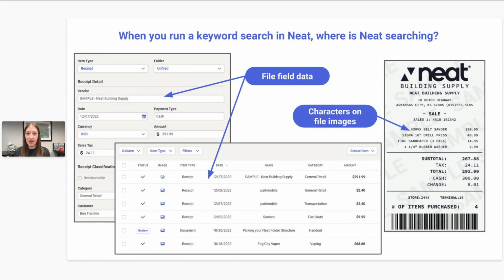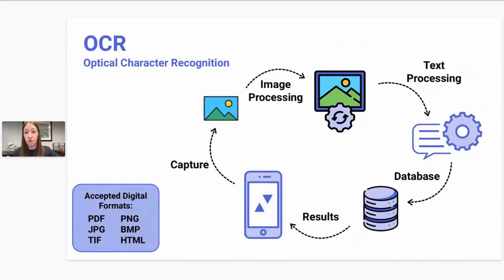But how is Neat able to do that? How is Neat able to run a keyword search on an image? Well, Neat is able to do this through OCR. OCR is optical character recognition. OCR processing is the process that converts an image of text from your scanned paper documents, from images that you've captured with your phone, and from other digital images containing text, including all of the file types that you see at the bottom left-hand corner of the screen, into a machine-readable text format.